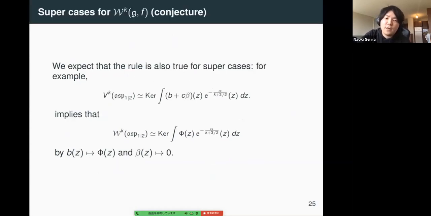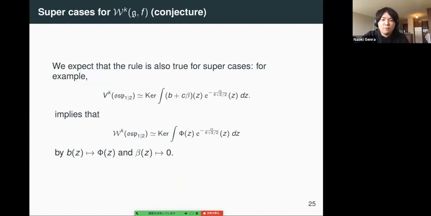And the same rule is also true. I believe that this is also true for super cases. For example, in the OSP(1|2) case, we have such a screening realization, and also we consider the principal Drinfeld-Sokolov Virasoro reduction, and then beta z becomes phi z, and beta z becomes 0. So we get the screening operator. This coincides with the N equals 1 super Virasoro algebra screening. So this is another description.